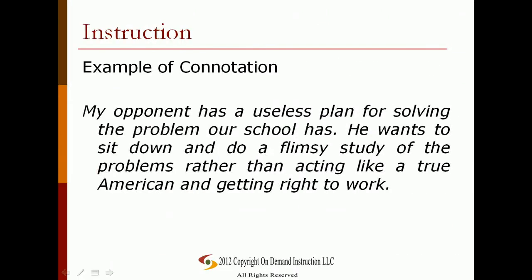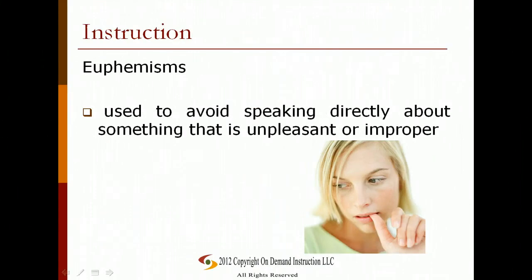Here's an example of connotation from a speech given by a candidate for office of a student body. "My opponent has a useless plan for solving the problem our school has. He wants to sit down and do a flimsy study of the problems rather than acting like a true American and getting right to work." By calling the person's plan useless, the study flimsy, and the person not a true American, the speaker has tried to persuade the listener emotionally by the use of words with unfavorable connotations rather than by a logical argument.